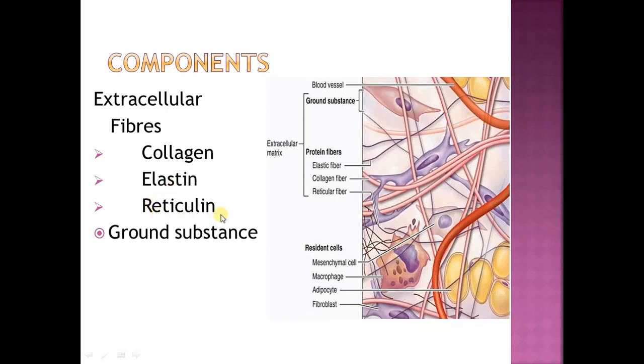And reticulin are actually fibers which are interwoven like this. They give skeletal support to certain organs, internal support, and that is why it is called reticulin. And apart from that, you also have a ground substance. The ground substance is uniform throughout the body. It is a homogeneous ground substance. So the extracellular components especially are fibers. They are the collagen fiber, elastin fiber, and reticulin fiber.